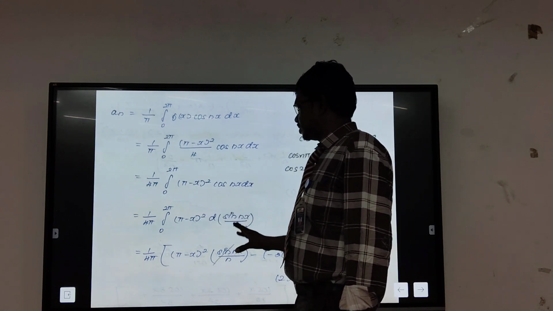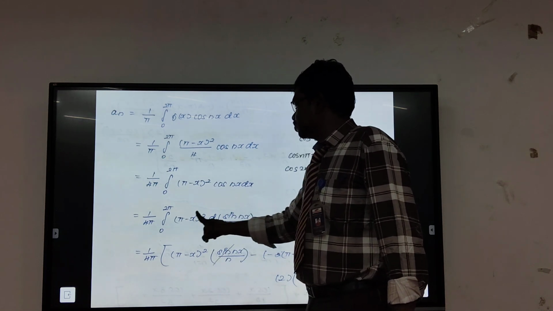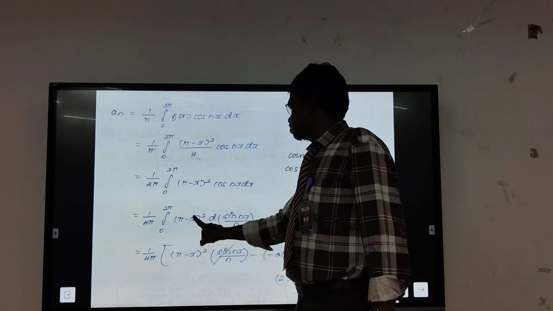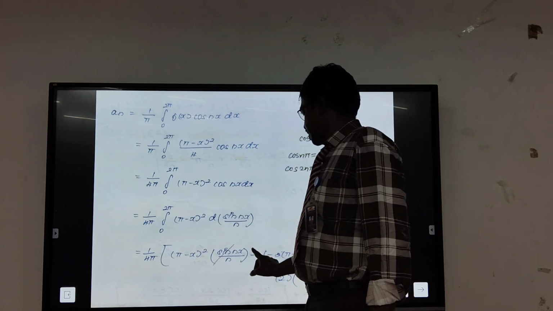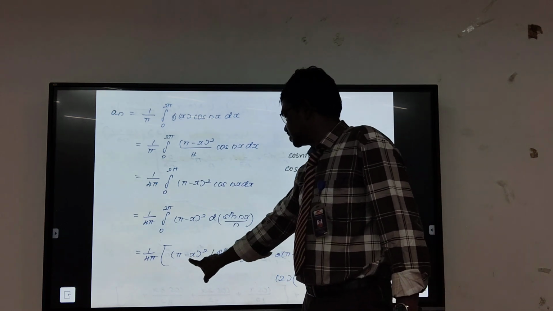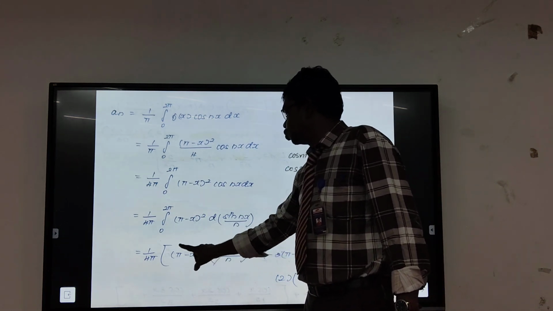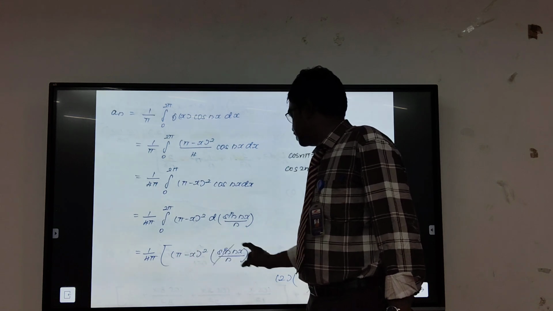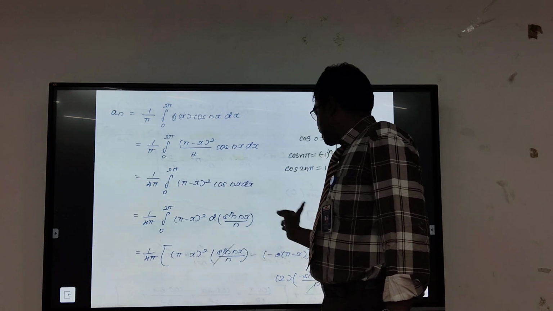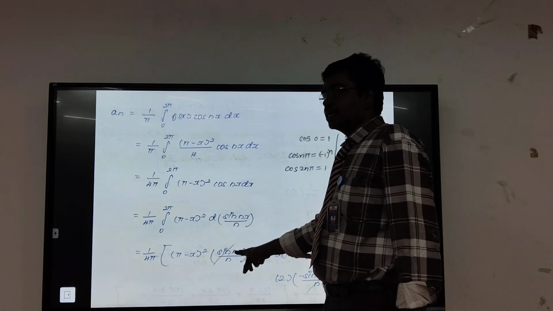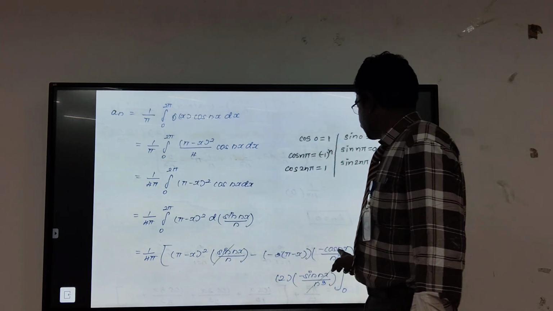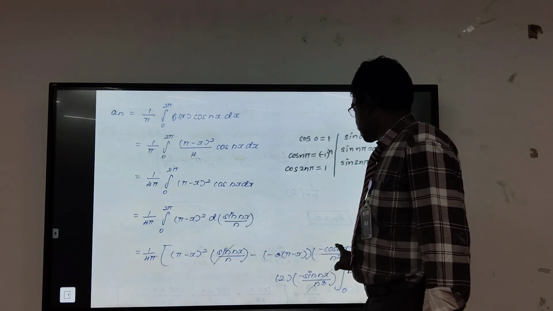So we can use the formula, with this as u and this as v. So uv minus u′v₁. u′ means differentiation of this: 2 into (π − x) and then minus 1, times sin nx by n. You can integrate this: the integral of sin nx is minus cos nx by n, and again there is another n. Therefore minus cos nx by n².